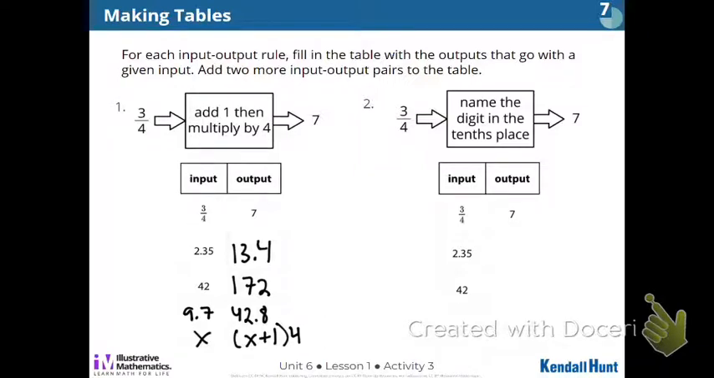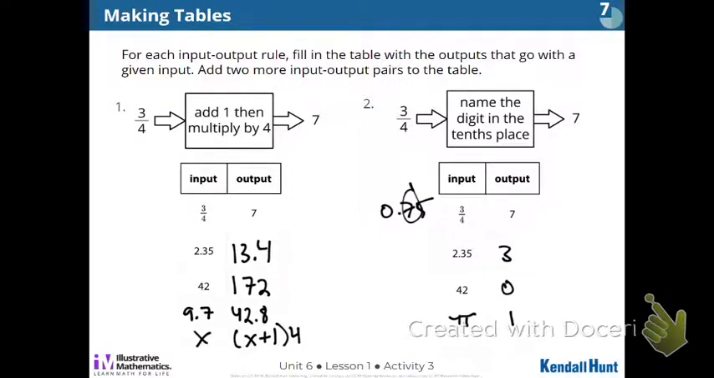All right? So checking out this next one, we have to recognize that 3/4 is 0.75. That's where we get our 10th place. The 10th place of 2.35 is 3. Of 42, it's 0. Who's got one for me? Oh, I got a fun one. Let's do my fun one. Pi, it's 1. Anybody have one that they want to share that they tried out?